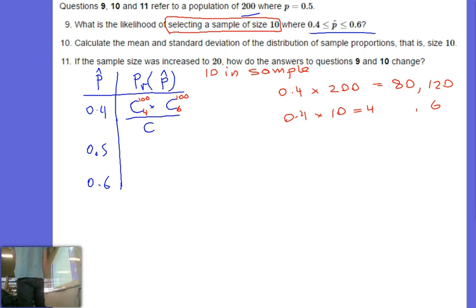So what's the combination of 4 out of 100 and 6 out of the 100? Now, what's the denominator going to be? 200 and 10. That's correct. So it's the total number of samples we can get of sample size 10, 10 things from a population of 200.